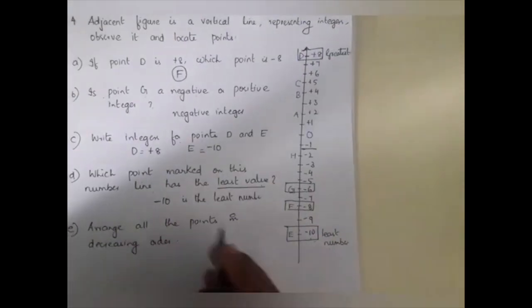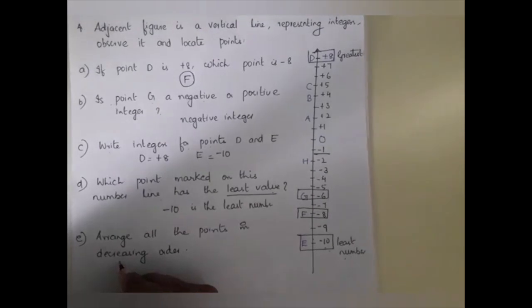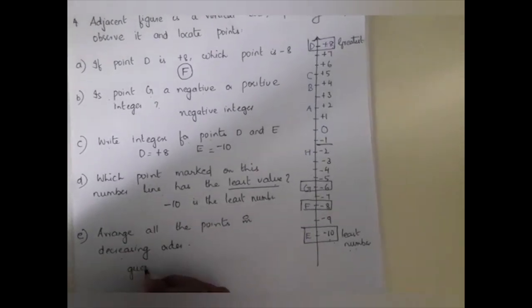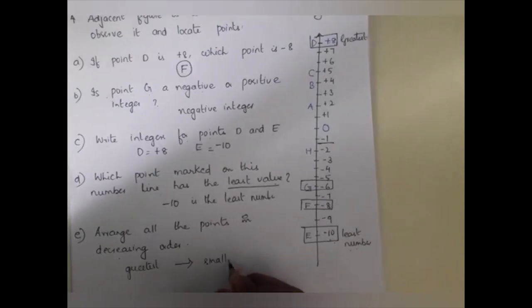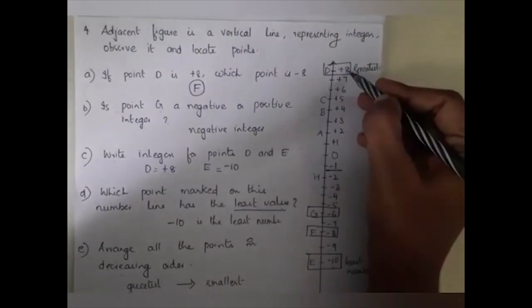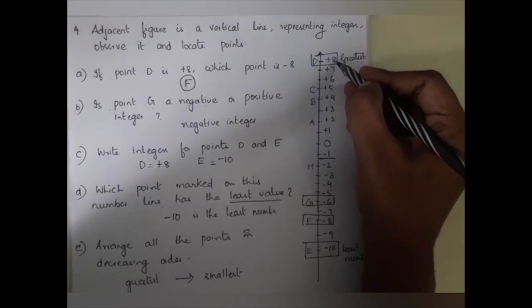Then arrange all the points in decreasing order. You have to arrange in decreasing order. That is, from the greatest number to the smallest number you have to arrange. So here which is the greatest number? Plus 8 is the greatest number.